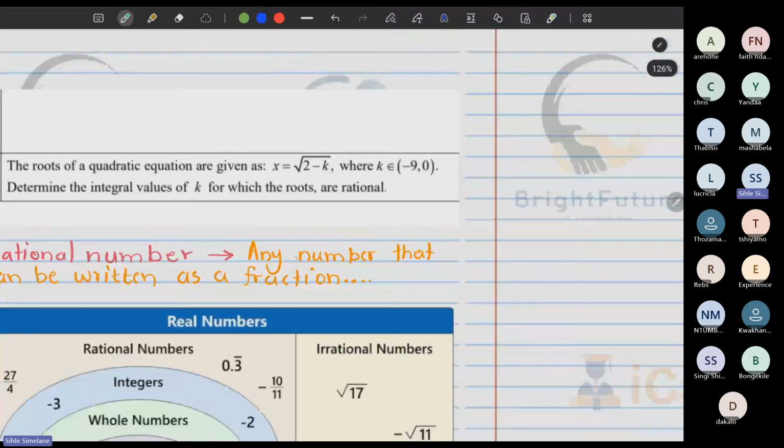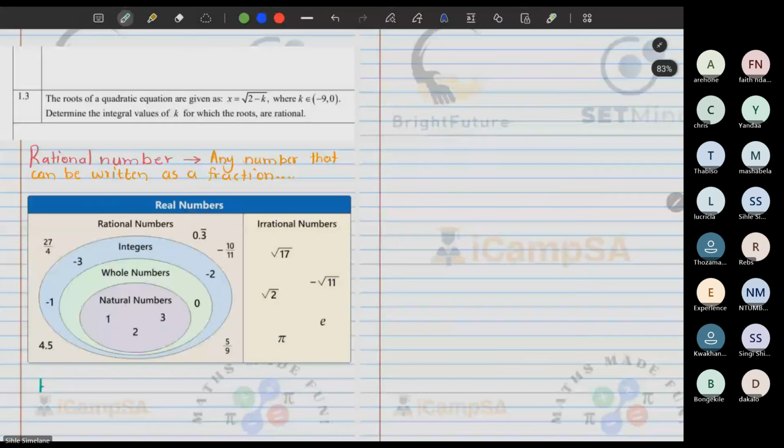So if you look carefully, if we choose k is -2, our x will end up being the square root of 2 minus -2, which will be the square root of 4, which is 2. So 2 is a rational number. So this works out. Anyone else who has another one in their mind? Anyone else, guys?